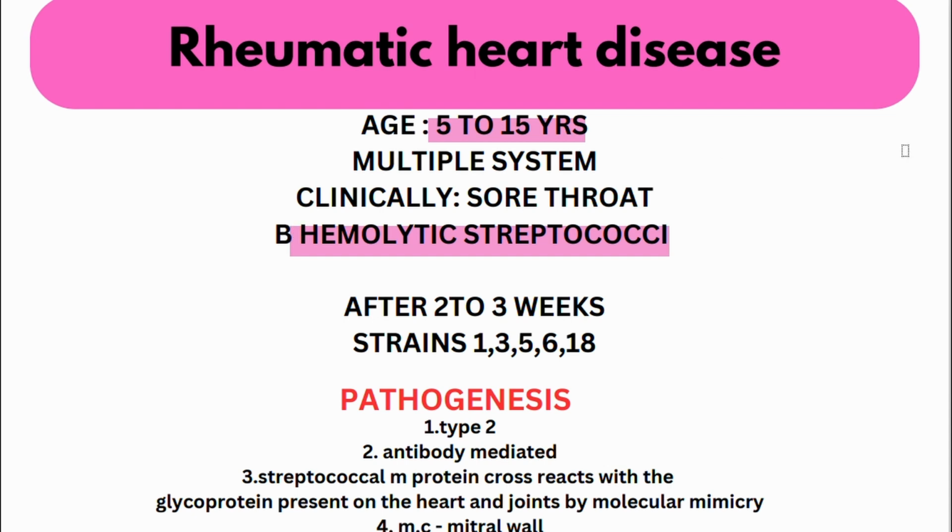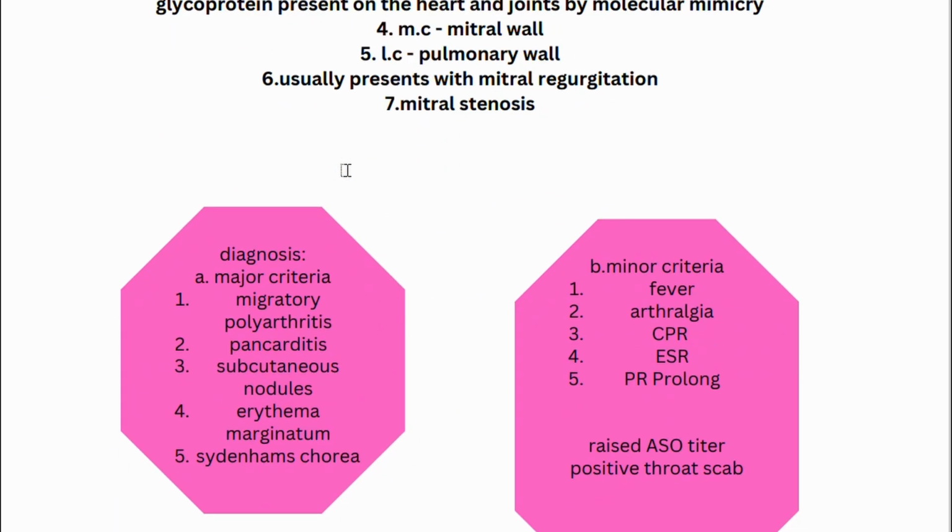If a child is coming to the OP, he will present with a sore throat. After 2 or 3 weeks of infection by the beta hemolytic streptococci, the person will acquire a sore throat condition. Not only sore throat, it also affects multiple systems.